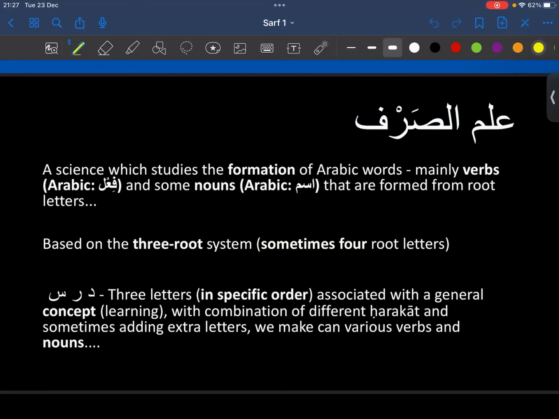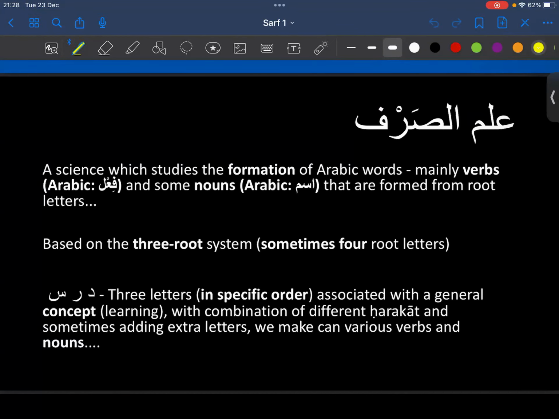So we start with the science of Ṣarf. Now, ilm al-Ṣarf, the science of Ṣarf, is a science which studies the formation of Arabic words, mainly verbs, which are known as fi'l in Arabic, and some nouns, which are known as ism in Arabic, particularly those nouns that are formed from root letters. You may ask, what is a root letter? Well, the Arabic language, similar to other Semitic languages, is based on a 3-letter root system, sometimes 4. Words, all verbs, and many nouns are formed from 3 root letters.